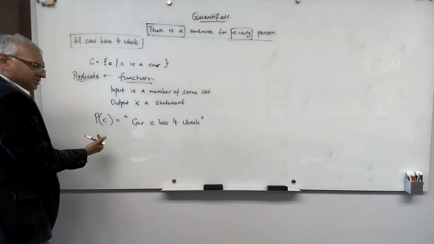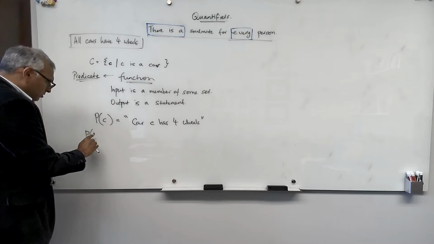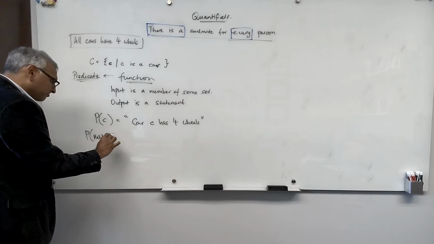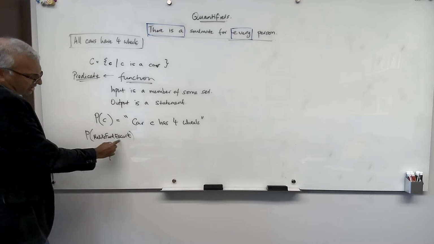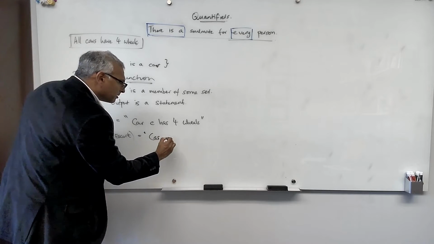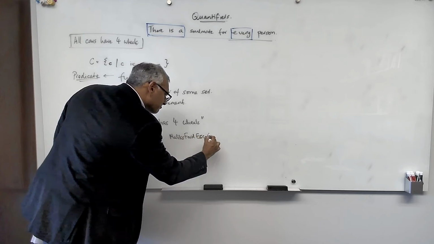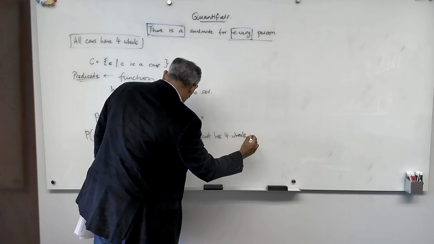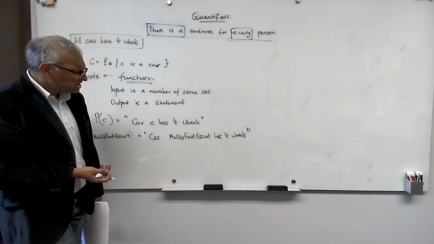Just like I can compute f of 2, I can compute p of Malik's Ford Escort. That's a perfectly valid input because it's the label of a car. So the output would be: car Malik's Ford Escort has 4 wheels. Now that's a very bizarre statement, a very bizarre sentence, but if you think about it, it's perfectly correct.